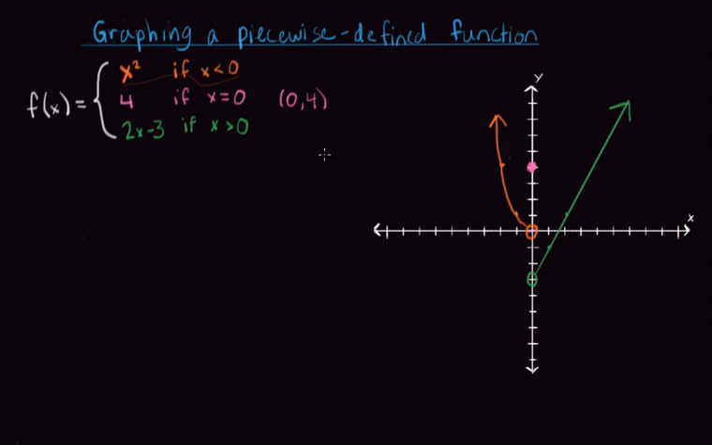And that is how you graph a piecewise defined function. You just graph each part only on the domain that it's supposed to be. So x squared if x is less than 0, so we did that for everything where x is less than 0, 4 if x is equal to 0, and 2x minus 3 if x is greater than 0.